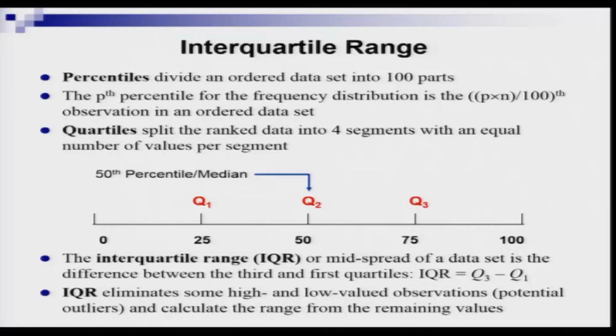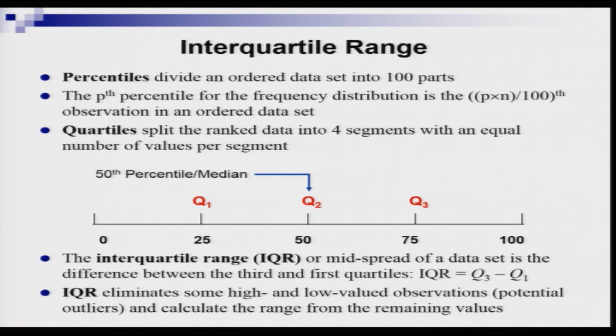Next we are going to look at another measure of variation, the interquartile range. But to understand the measure, we have to introduce two more concepts, which are percentiles and quartiles. So, let us have a look at them one by one. Percentiles divide an ordered data set into 100 parts. Remember that I have been discussing this.